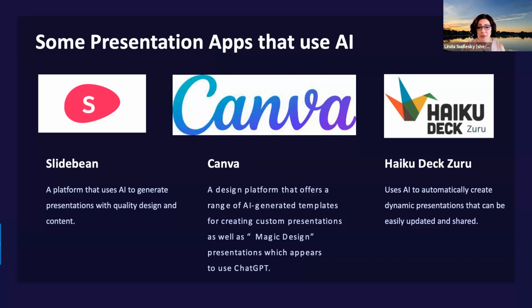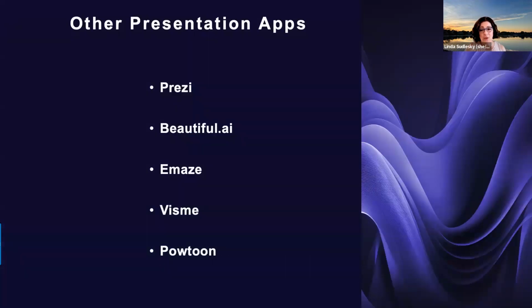And also Haiku Deck, which has been around since 2010, I think, and it just rebranded itself in 2020 as Haiku Deck Zuru, which uses AI to automatically create presentations. So there are many more though. Prezi does use AI to a certain extent. There's Beautiful AI, Emaze, Visme, Powtoon.